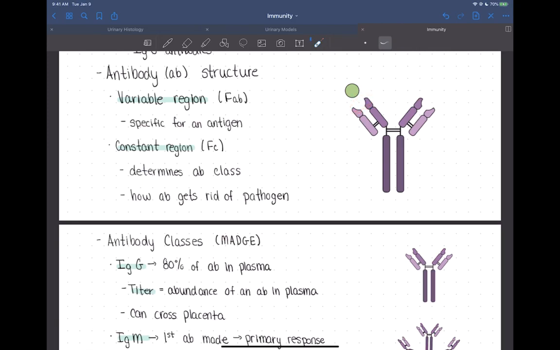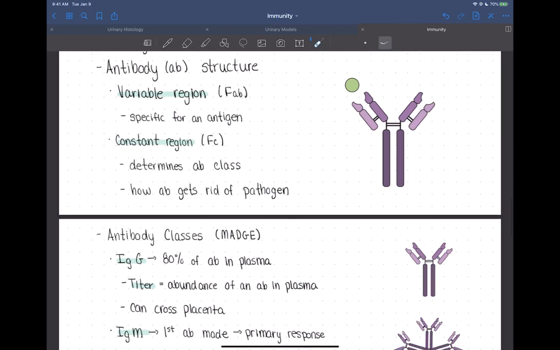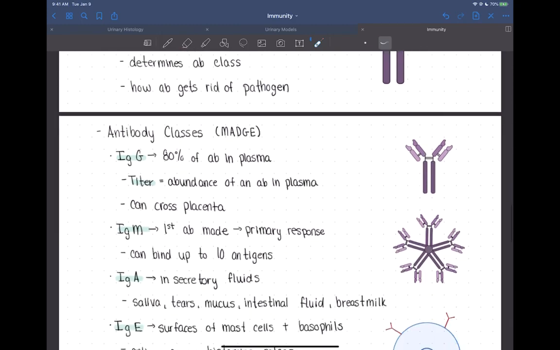Okay, and then we have the constant region, which is down here, right? It's the kind of vertical stick of the Y. This is what's going to determine the antibody's class and therefore how that antibody is specifically going to act to get rid of a pathogen. Okay, it determines kind of the function of the antibody. Okay, so let's talk about our classes.